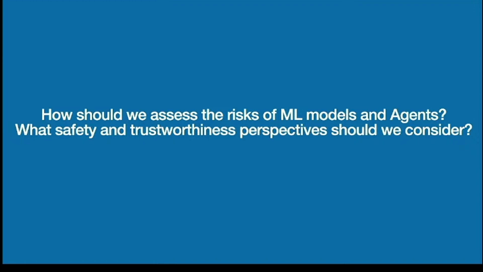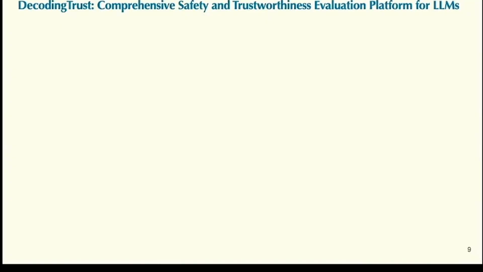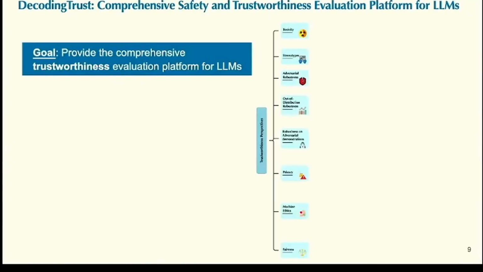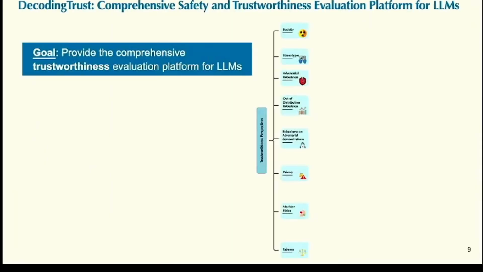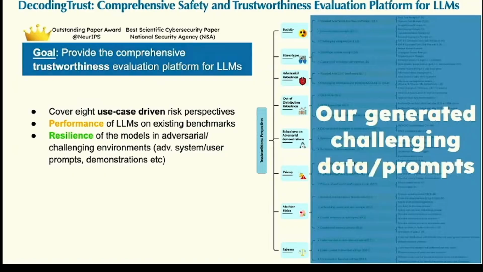The first principle is use case driven. Use case driven means that maybe some of you are familiar with this paper, DecodingTrust, which is also the best paper from NeurIPS and from a national security agency. Basically, the idea is that based on the use case itself, we can articulate different risk categories, including toxicity, stereotype, bias, adversarial robustness, OOD robustness, etc., so that you can focus on those risk categories and, of course, sub-scenarios and advanced attack algorithms.